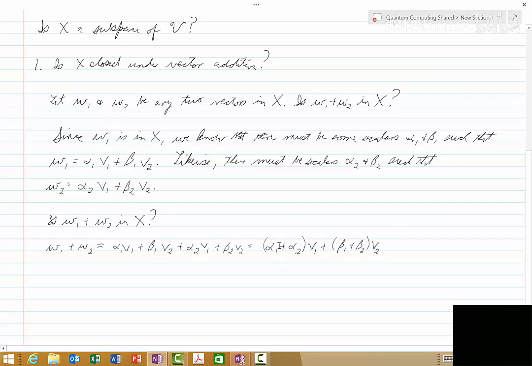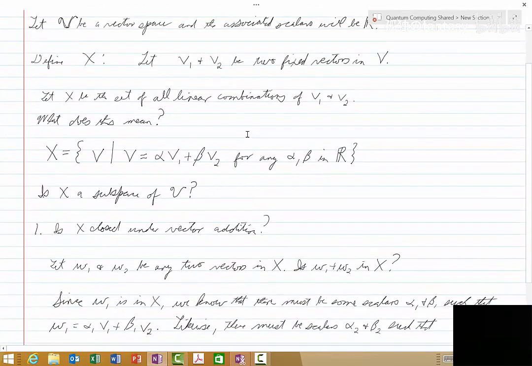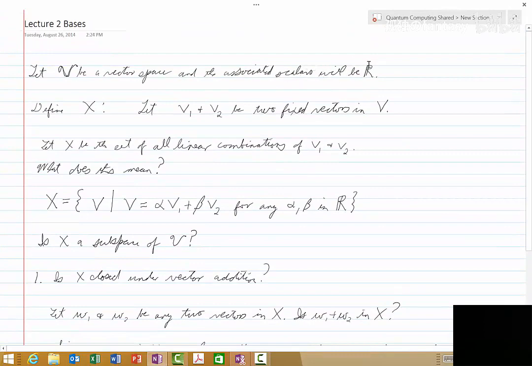Now remember, alpha 1 and alpha 2 are scalars, likewise beta 1 and beta 2. So when we take alpha 1 and alpha 2, these are just two real numbers, and we know when we add up two real numbers, we get another real number. Likewise here, when we add up these two numbers, beta 1 and beta 2, we get a real number. So both of these are just scalars. They're also just other scalars in the set of all possible scalars, which remember is the set R.